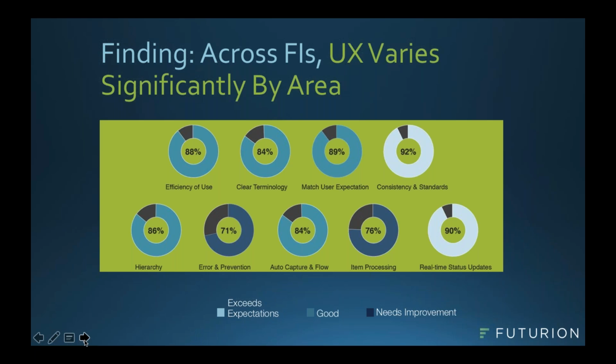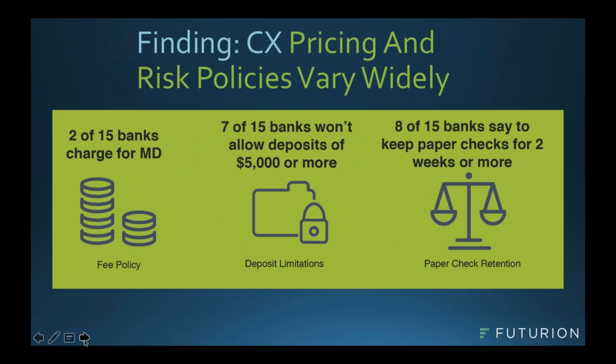And there's some areas, like in the darker blue, error prevention or item processing, where they were scoring closer to 7 out of 10. Great variance. And every single bank has some examples of what they're doing very, very well. And every bank in the study had some areas that they could work on to raise adoption even higher.